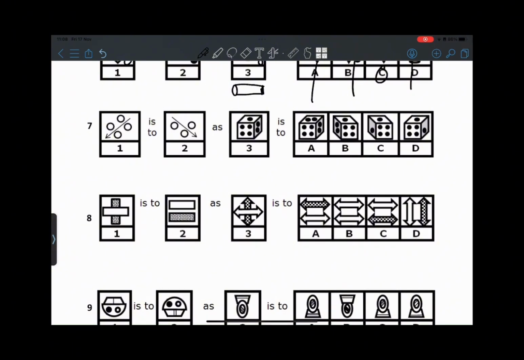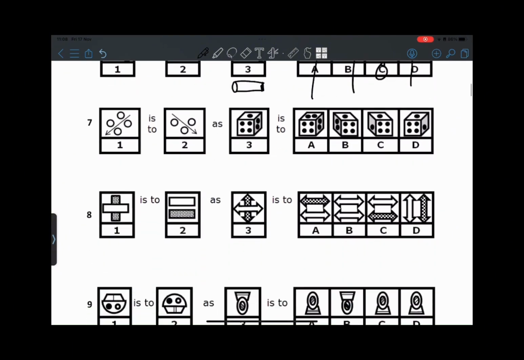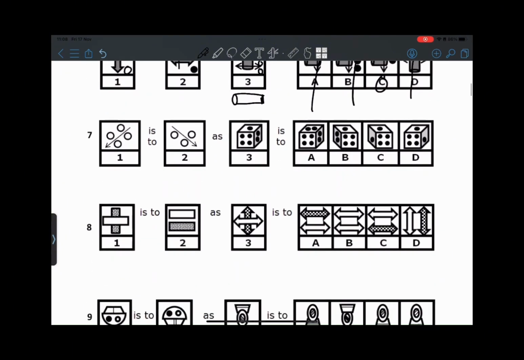And I'll come back to it, see if I made a mistake, but I can't really do that when I'm doing a walkthrough. So question 7.